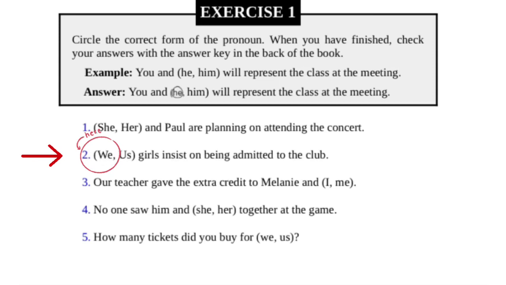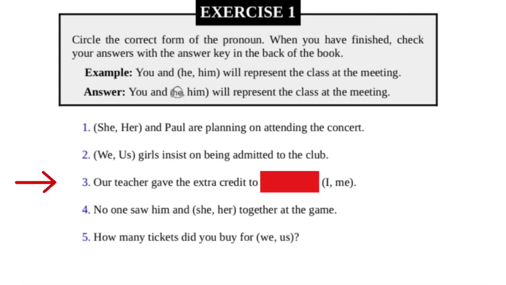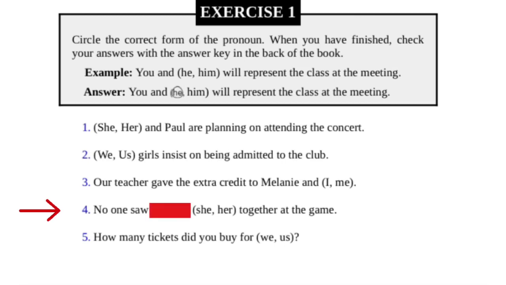Second one is the same. We girls insist on being admitted to the club. Next one, our teacher gave the extra credit to, you've got to cover Melanie and then we see to me. So the answer, our teacher gave the extra credit to Melanie and me. In the next one, you can cover him and decide the answer. No one saw her, so it's going to be no one saw him and her together at the game.